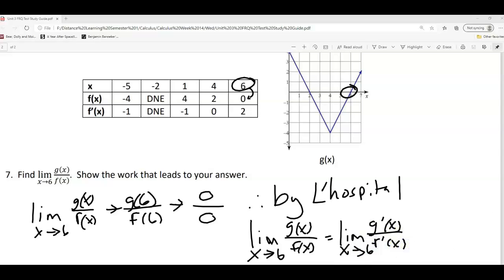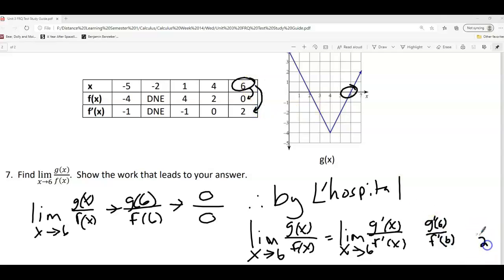Now I'm assuming that it's just going to work here. But let's see. Sometimes you do have to do L'Hopital twice. I'm running out of space, so I hope it's not one of those problems, but we'll see. All right. G prime of 6 and f prime of 6. So let's take a look. F prime of 6 is 2.